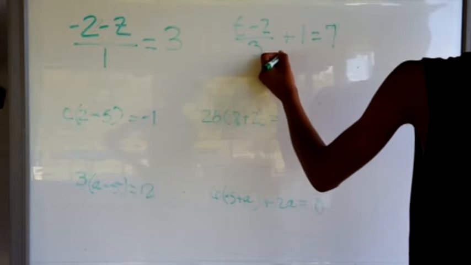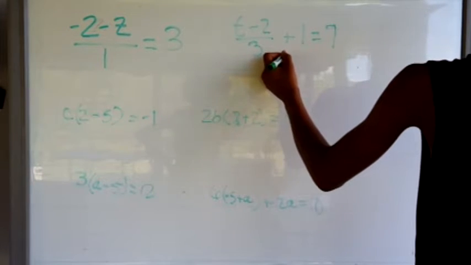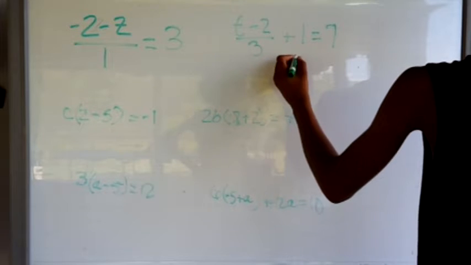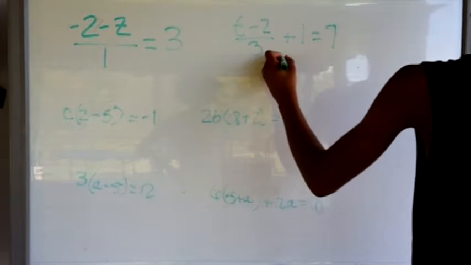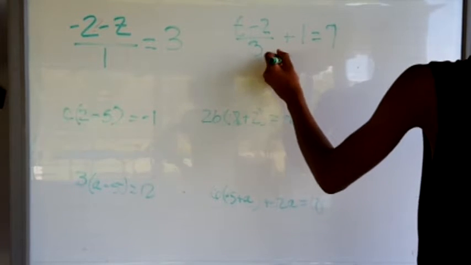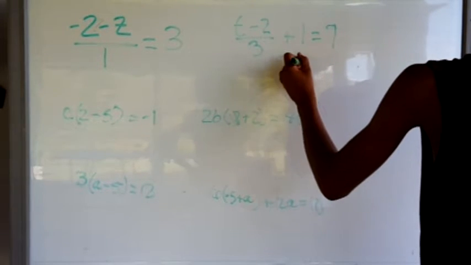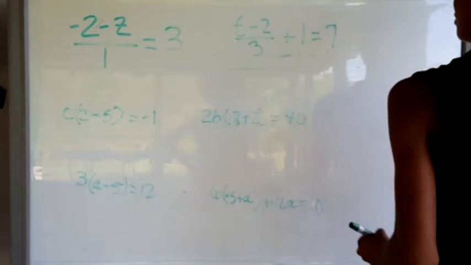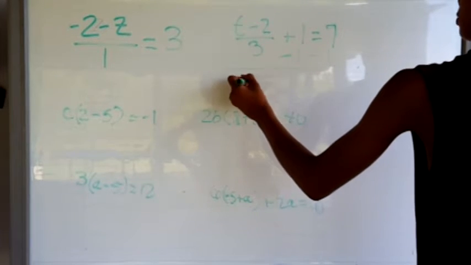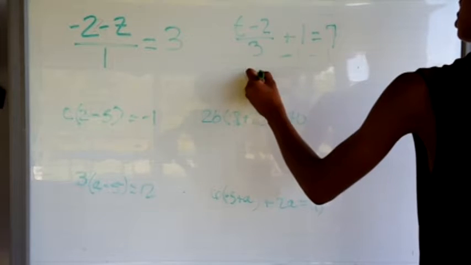Alright, so we have t minus 2 over 3 plus 1 equals 7. Just say what you're doing, but you don't have to explain. Just give me these markers. Subtracting 1 from both sides, and I get t minus 2.